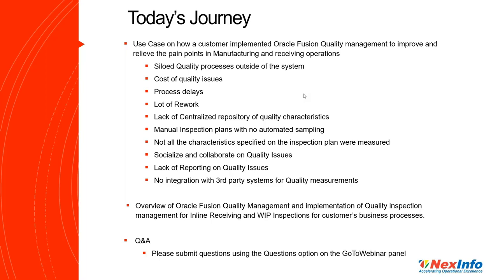So to start with, we'll give you a little bit of overview of how Oracle Fusion Quality Management Cloud works and what the features are. And then we will walk you through the implementation of the quality inspection management, which we did for the inline receiving and WIP inspection for a customer's business process. And then in the end, save all your good questions till the end, so you can keep submitting them on the questions panel, and we will answer all of those questions at the end of the webinar.